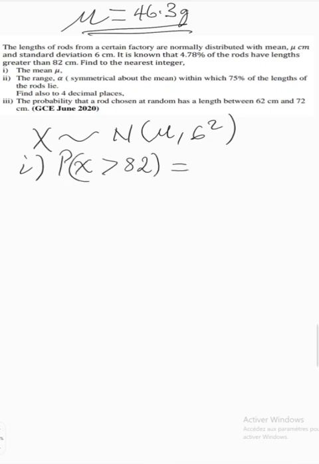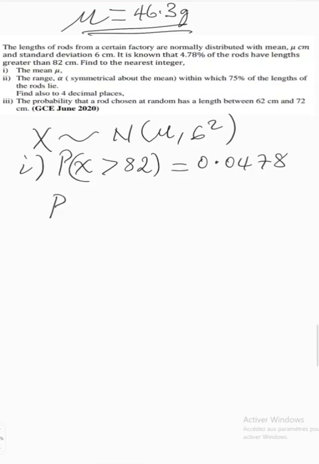The lengths of the rods should follow the normal distribution, with the parameters being mu and 6 squared, since the standard deviation is 6. So in the first part of the question, we are told that it is known that 4.78% of the rods have lengths greater than 82 cm. Now to find the mean, we have to use that condition. So P of x greater than 82 equals 4.78%, and that gives 0.0478 when you divide 4.78% by 100.